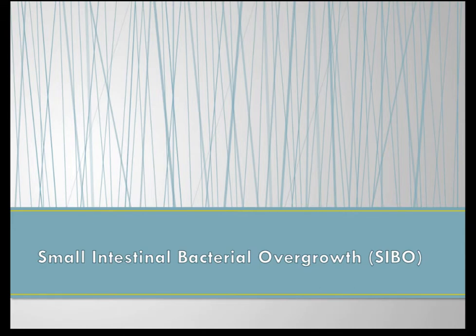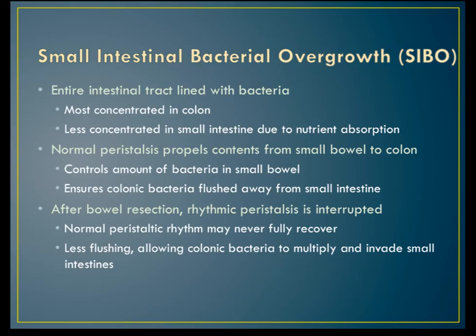One of the last complications that we'll talk about for patients with short bowel syndrome is small intestinal bacterial overgrowth. The way that it occurs is because the whole systematic regulation of the intestines has been disrupted. Our entire intestinal tract is lined with bacteria. However, the bacteria in the colon are supposed to stay in the colon, and the bacteria in the small intestines are supposed to stay in the small intestines, or they can be periodically flushed down to the colon, but the colon can handle it.